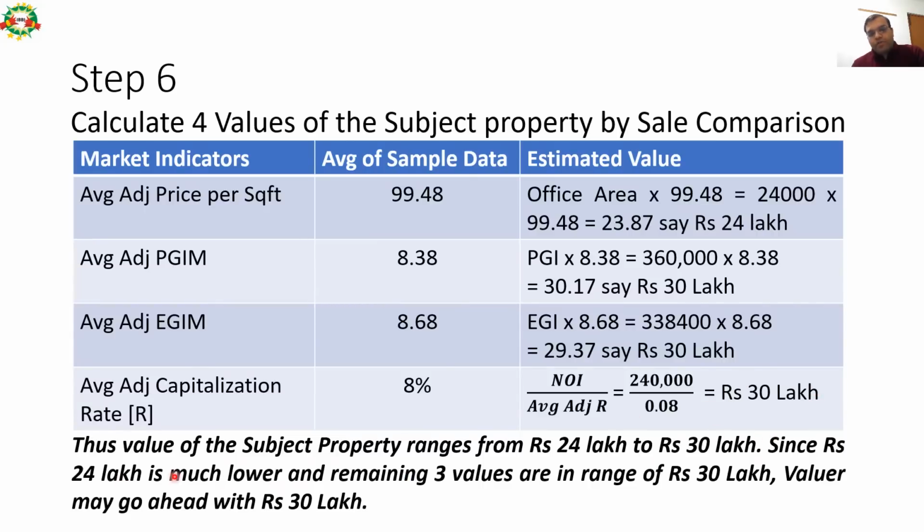So thus the value of the subject property ranges from 24 to 30 lakh rupees. Since 24 lakh is much lower and the remaining three values are in the range of 30 lakh rupees, the valuer may go ahead with 30 lakh rupees. So as a valuer we can say 30 lakh rupees is the estimated fair value or fair market value of the property.